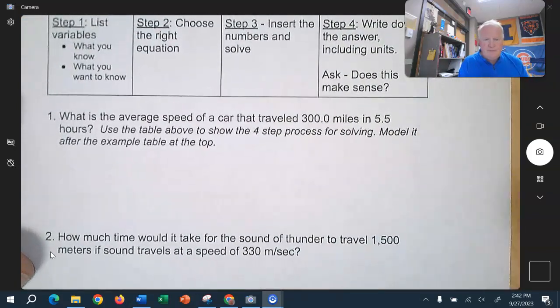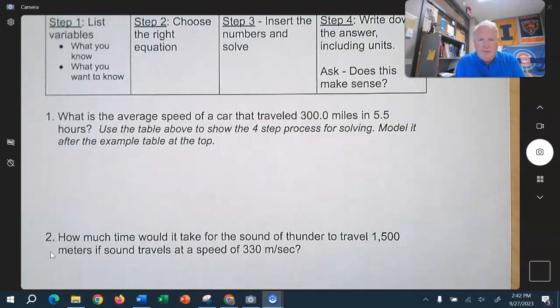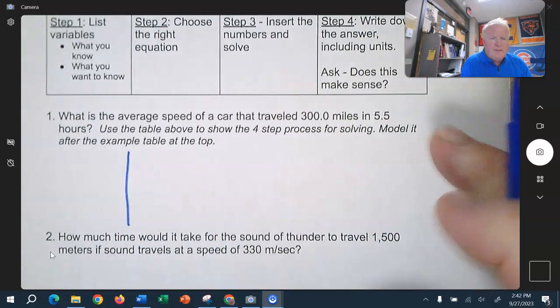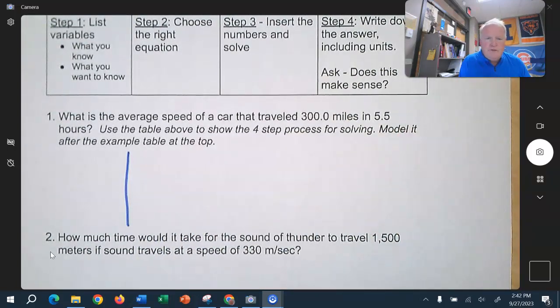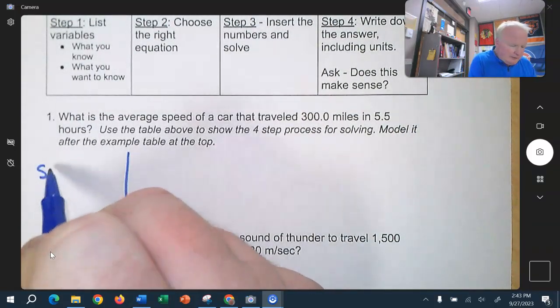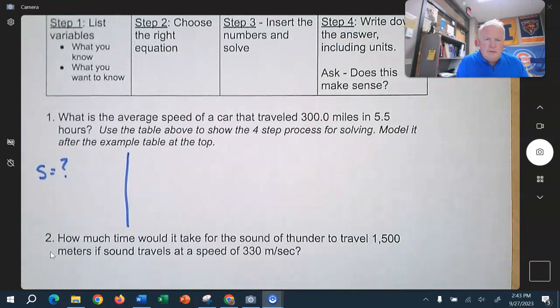It says, we read this. It says, what is the average speed of a car that traveled 300 miles in 5.5 hours? When I do this problem, I don't do it that way. I don't read the whole question. I stop whenever there's something that it says that I need to write down in my list. So you can see in my first column here, I'm going to make a list. So it says, what is the average speed of a car? And I stop right there. I go, that's something that I need to find. So they're going to ask me to write down the speed. That's what they're asking me to find.